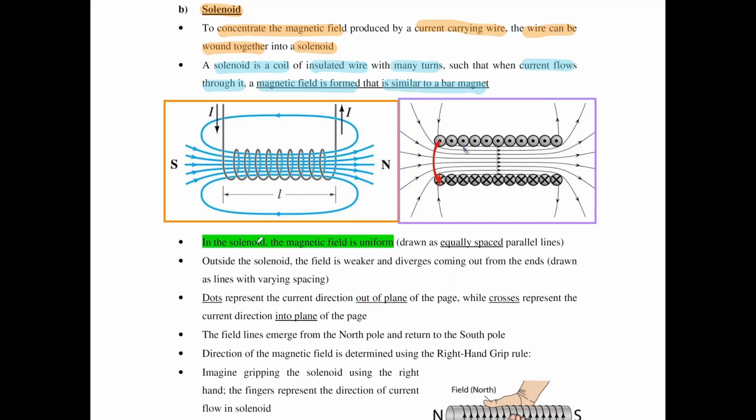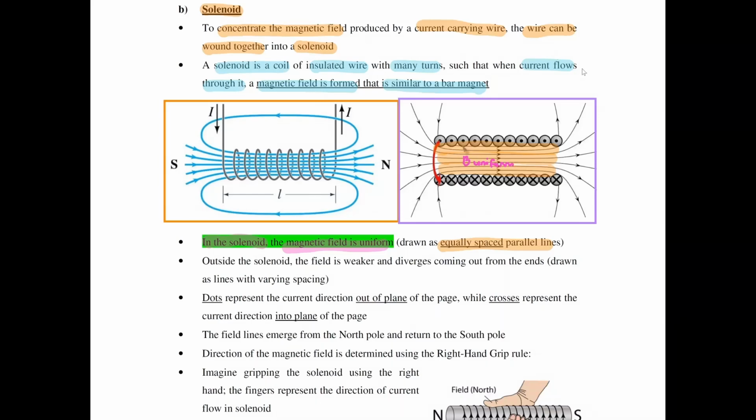The first one being that inside the solenoid, the magnetic field is uniform, so the lines must be drawn as equally spaced parallel lines. In the diagram above, you can see them being drawn with equal line spacing. This tells you that you have uniform flux density.